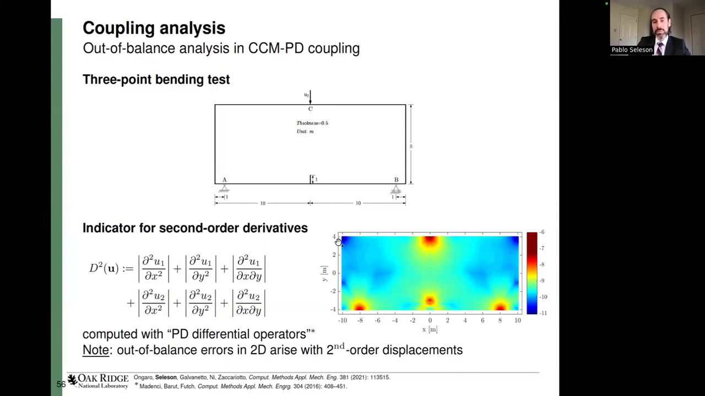And this is useful because, for example, you see here the illustration where we visualize this operator, and it gives us high values on the supports, on the crack tip, and on the place where we apply the load. So we obtain that we have high concentrations of this gradient around the crack tip, for example.